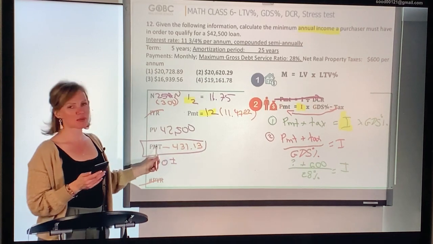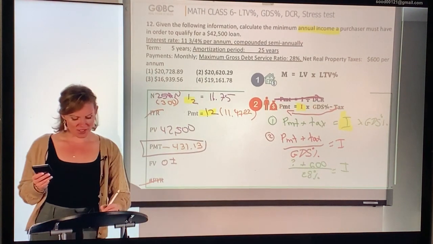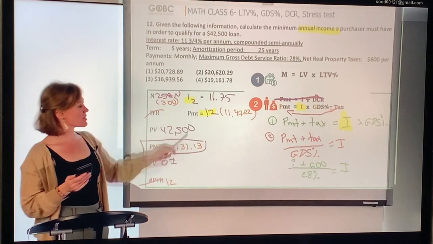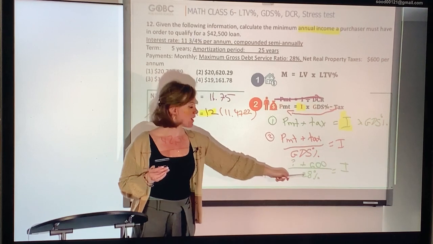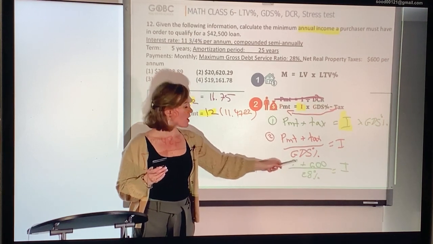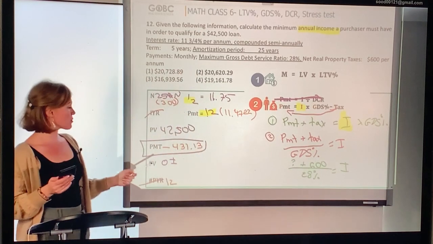Now, you don't really need to plug it back in. We just need to take that payment and plug it into this formula. Now, what's this payment? This is a monthly payment because everything was monthly, right? So can you take that 431.13, just put it plus 600 and divide it by 28? Yes or no? No, why not? Because that payment has to be per year. Income is per year, taxes are per year, payment also has to be per year.